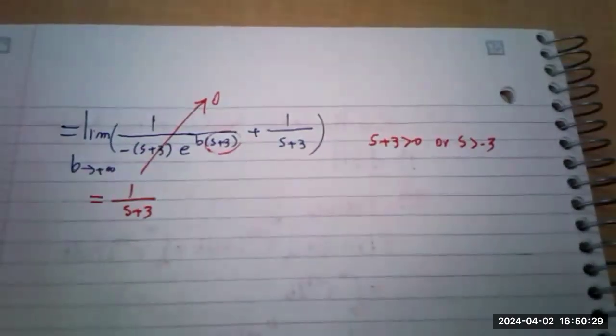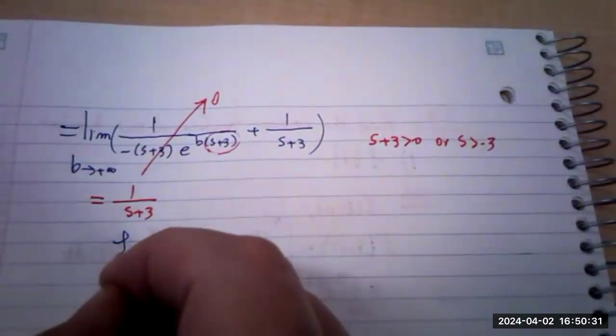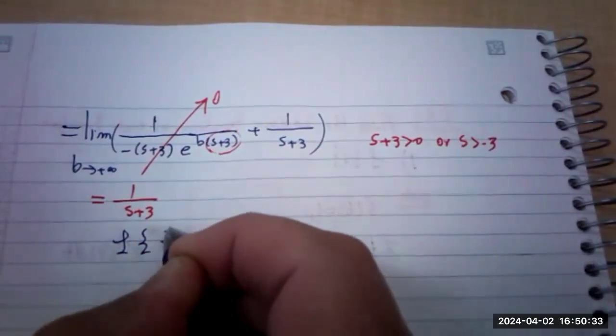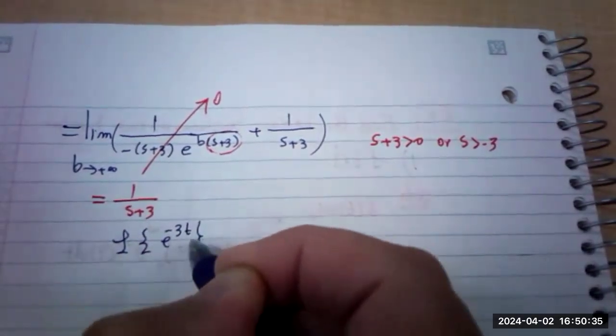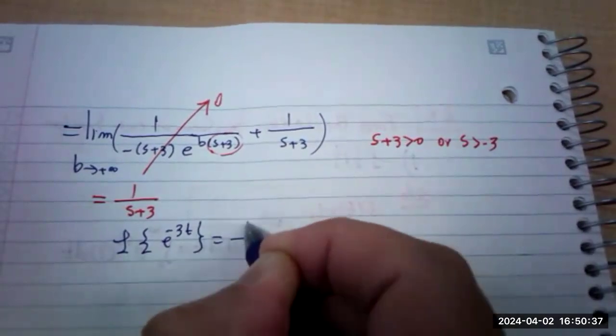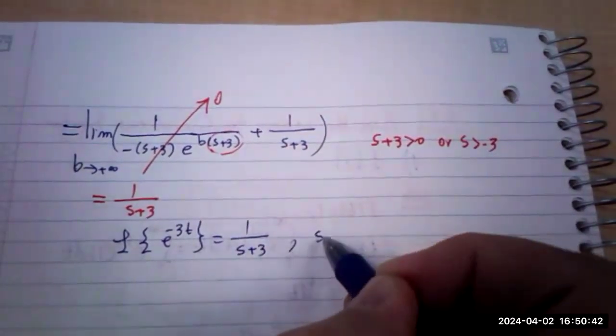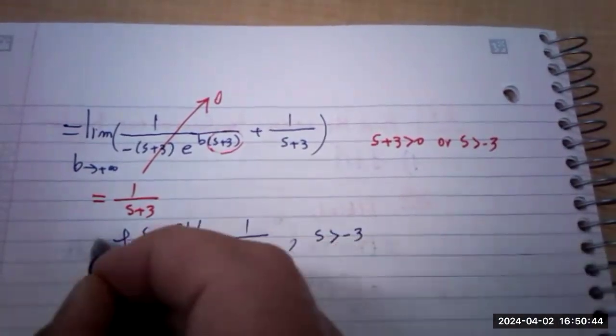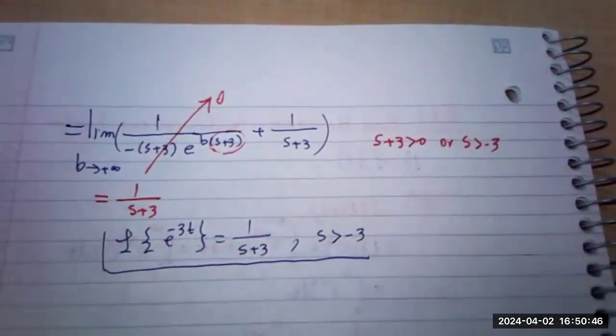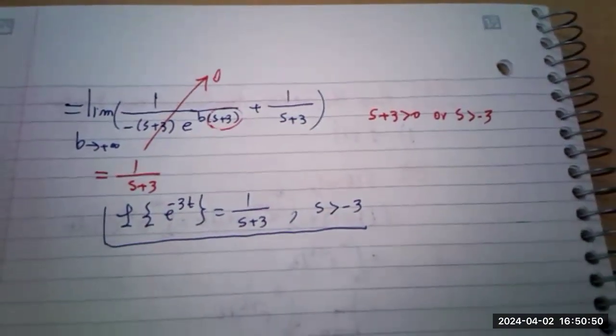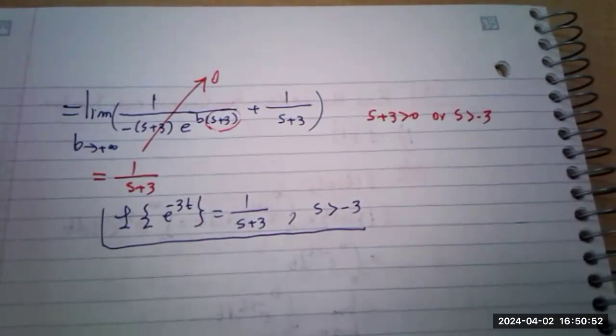Then again, you prove a very famous formula that the Laplace of e to the negative 3t is equal to 1 over s plus 3. Of course, with the condition that s be greater than negative 3. Okay, any question? Now we can make a formula. Let's see if we can do it.